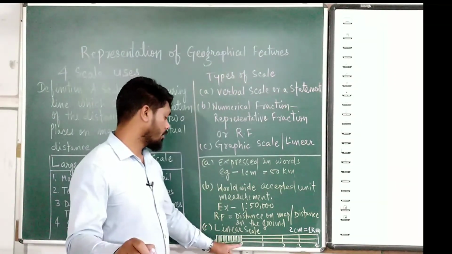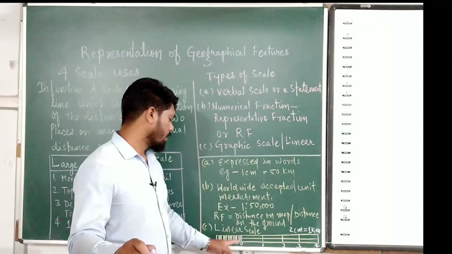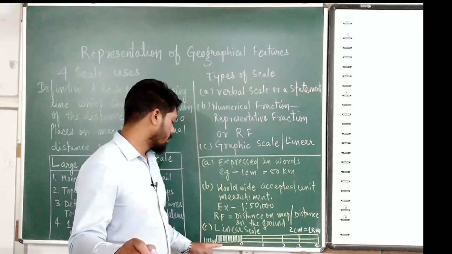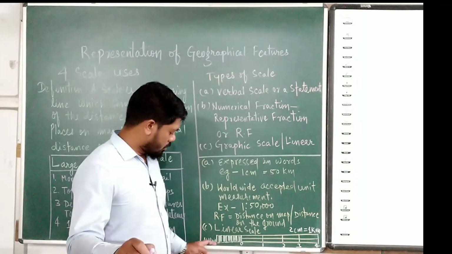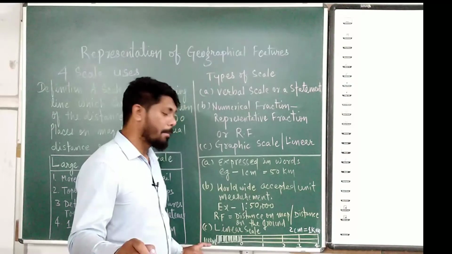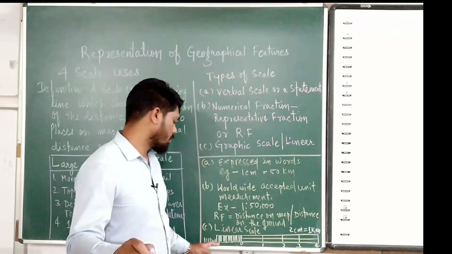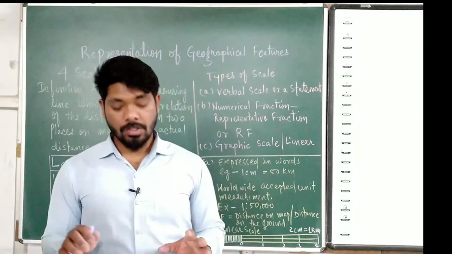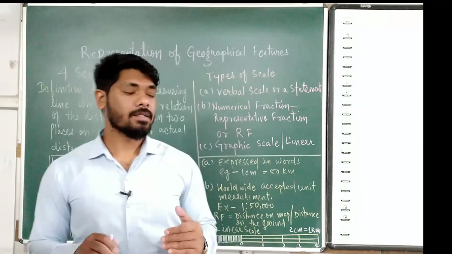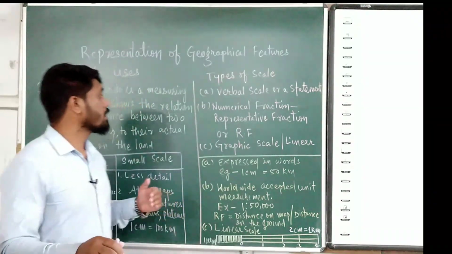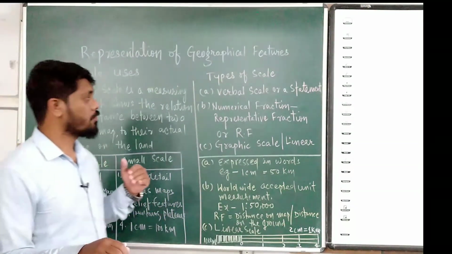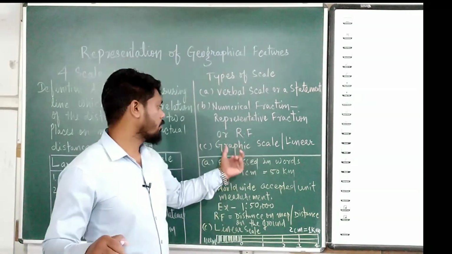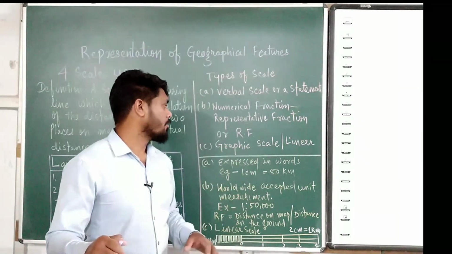The subdivision on this side is again divided into 10 units, showing that this is 1 kilometer, that means 1000 meters. 2 centimeters is equal to 1000 meters. So this was about the types of scale. Remember that the definition remains the same, but it is expressed in different ways: the first with a statement, the second with RF, and the last with a graphic scale or linear scale.